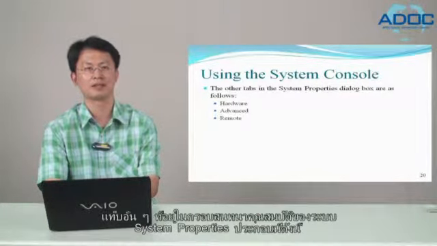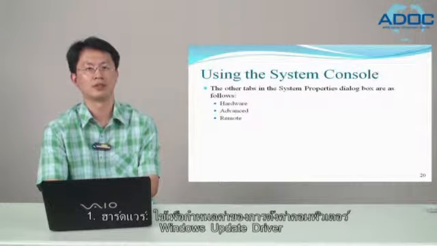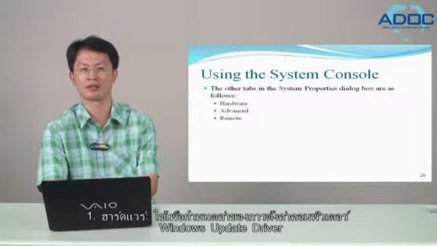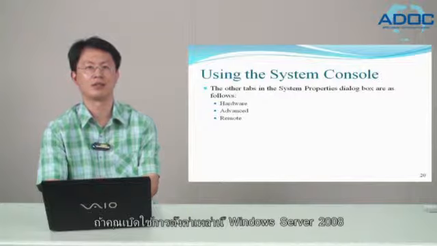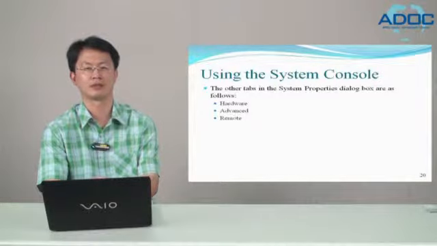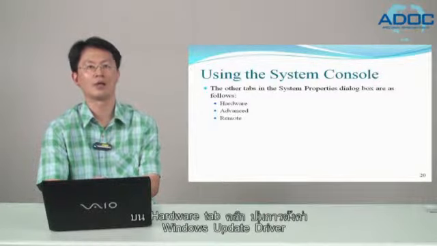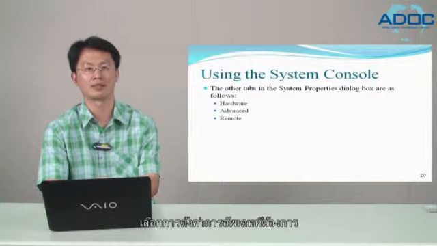The other tabs in the System Properties dialog box are as follows. Hardware, used to configure a computer's Windows Update driver settings. If you enable these settings, Windows Server 2008 checks for driver updates as part of the Windows Update process. On the Hardware tab, click the Windows Update Driver Settings button. Select the desired update setting.